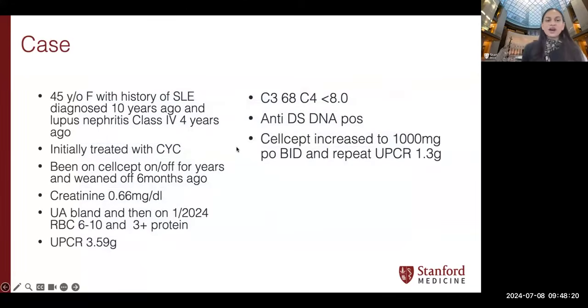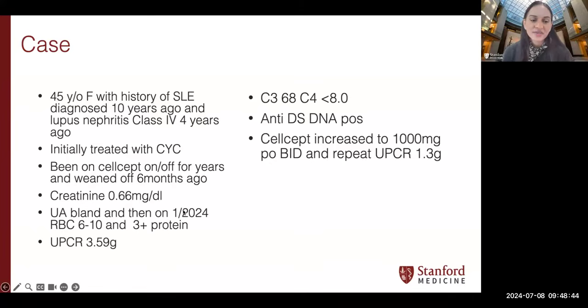So back to our case. Again, I'm changing up the story, giving you more information about it. She was diagnosed 10 years ago. Then she got lupus 4 years ago. She got treated with a drug called cyclophosphamide, and then got put on maintenance therapy with CellCept for, I think, about 2 years, and then got weaned off the therapies. Maybe she was on it for a little bit longer, until 6 months ago.